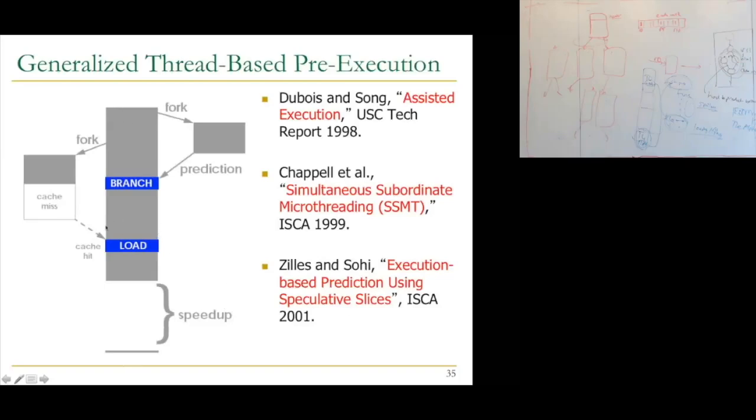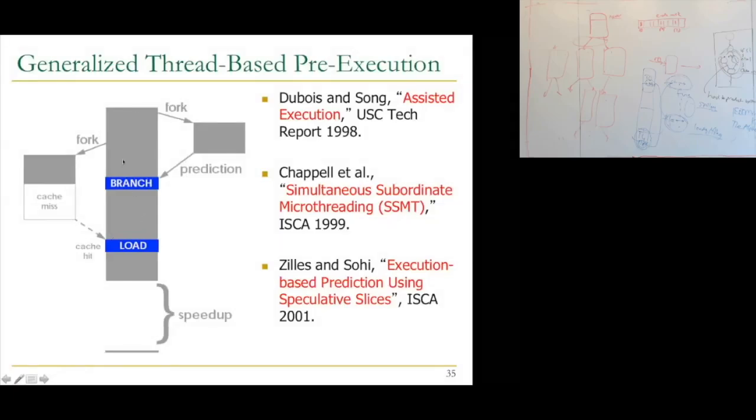Basically, let's take a look at a load in this case, but you can actually generalize this to any instruction that leads to some performance degradation. Let's say we have this load and this is our main program. The idea is while you're executing the main program, you also fork a thread that executes a pruned part of the program that is concerned with generating the address of this load, and that executes while the main thread executes, and that leads to a cache miss.